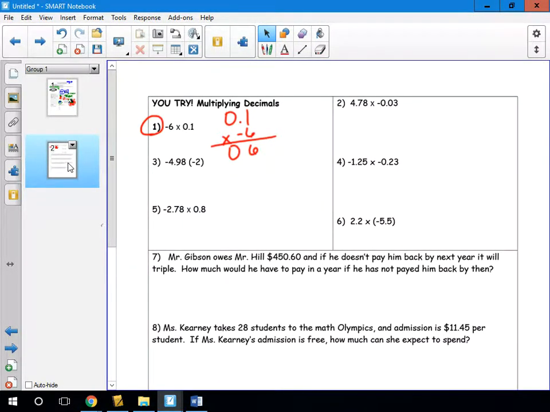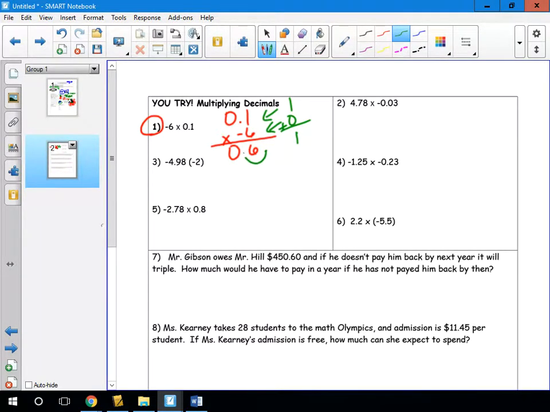And then it said count the number of decimal places in each factor. So how many decimal places were in this factor? 1. How many decimal places were in the second number? There weren't any. So then it said find the sum. So 1 plus 0 is 1. And then we're going to move that many decimal places to the left in our answer. So we're going to start here and move over 1 place.